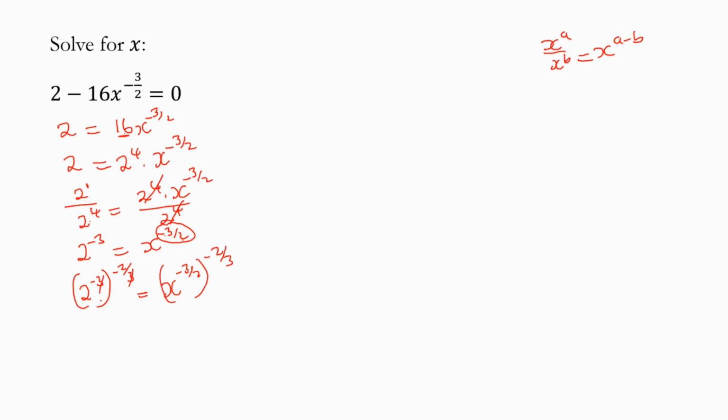Then this and this will give us 2 to the power 2, is equal to this times this will give us 1, which is x. Therefore, 4 is equal to x. Okay, you could have done that.